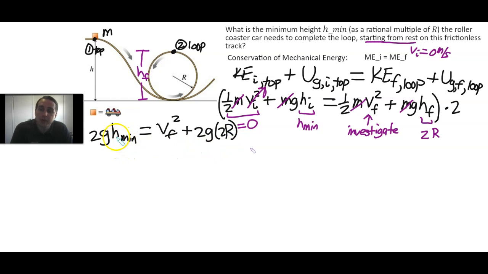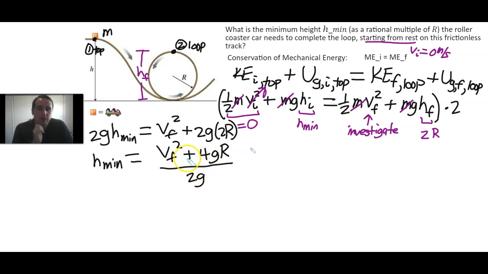Okay, so we can get H minimum in terms of this V final and in terms of the radii if we divide by 2G. So H minimum is equal to V final squared plus, and let's be careful what this is, this is 2G times 2R, so that's 4GR, all over 2G. Now, of course, I could simplify the second term here, but the first term would remain a fraction. So that's going to be the following.